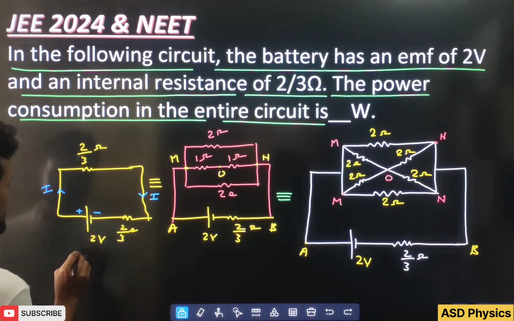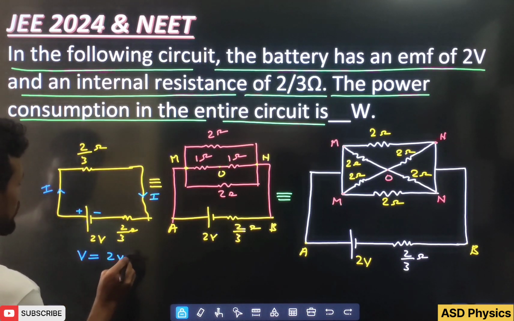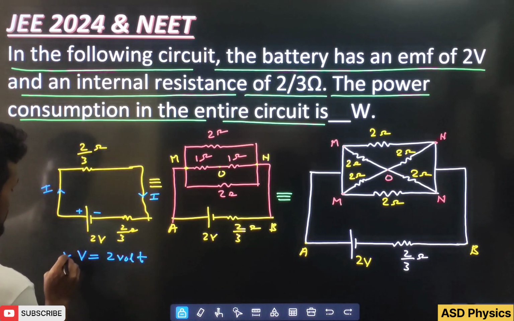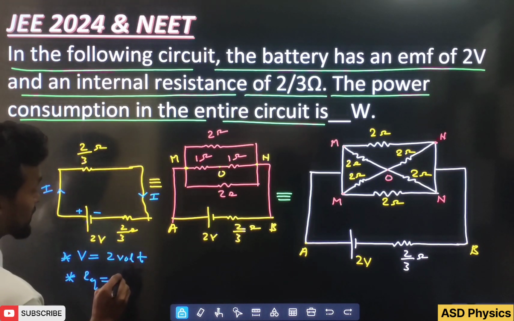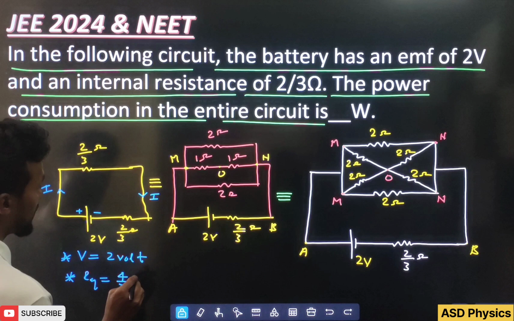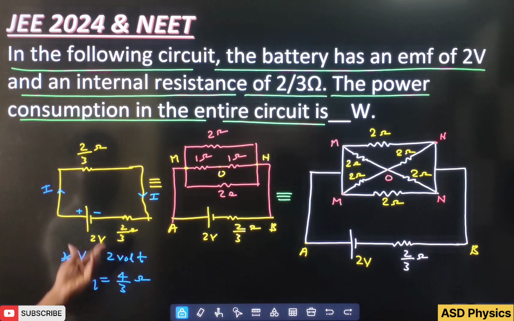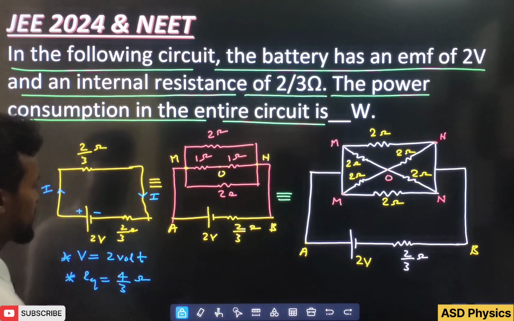Okay, that means in this circuit I can write the voltage here: 2 volt. And after that, the equivalent resistance R equivalent, how much is this? What we have got here: 2 by 3 and 2 by 3 in series, that is 4 by 3 ohm. So 2 volt, and R equivalent is 4 by 3 ohm.